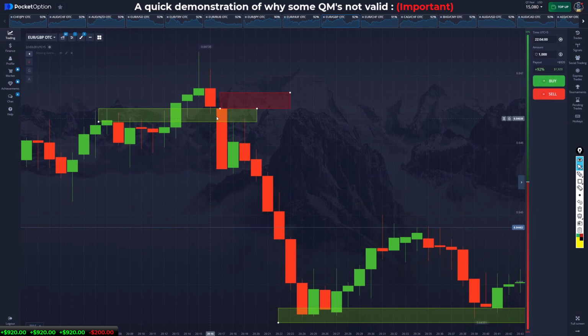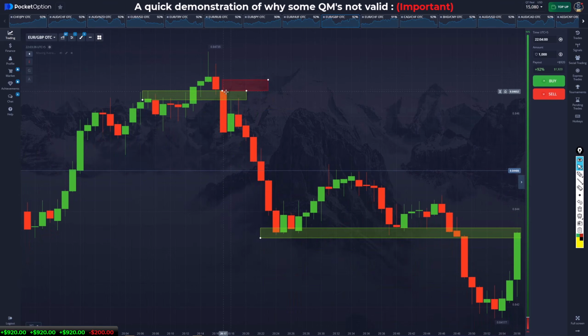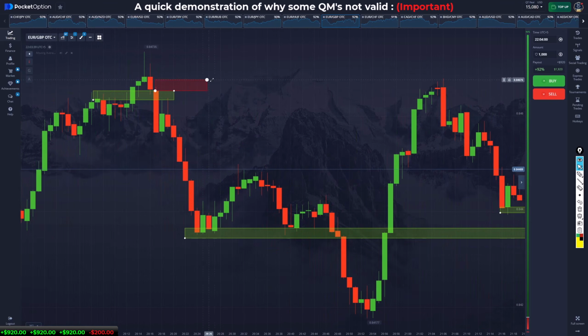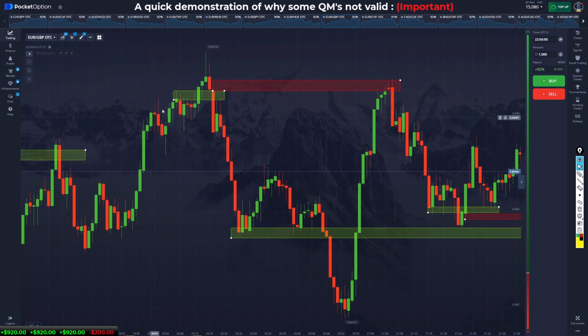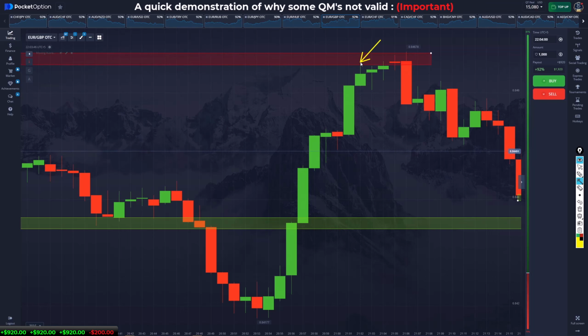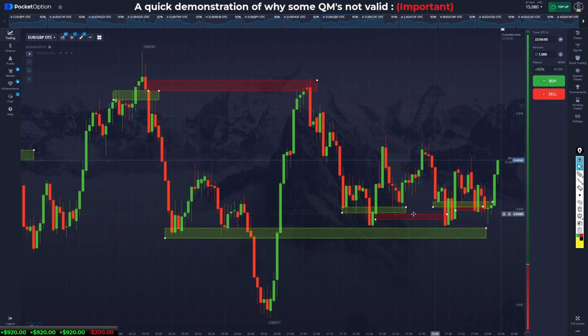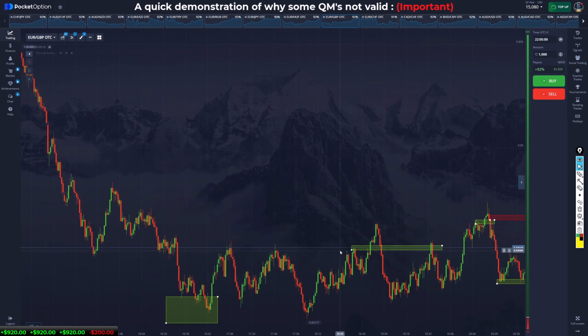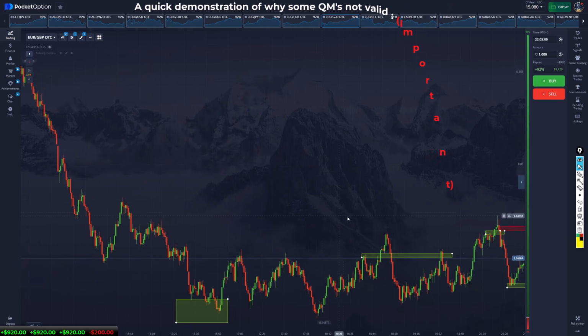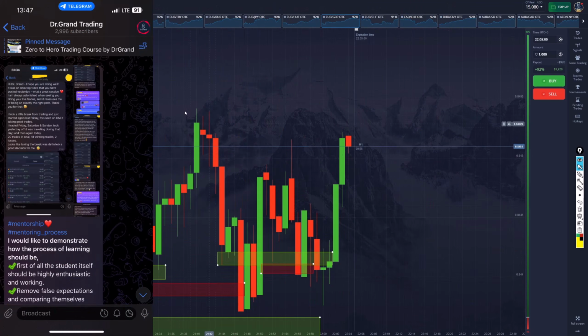Look at this. This one, it didn't really come to our entry, okay? If it was coming to the entry, it would reject. And if you were waiting for this, you would be disappointed. But the next time, see, right here, next time price came to the entry and it rejected. So if you were taking this, you would probably win this trade. But according to the rules, we shouldn't take this. So this is how market is, okay? This is how market moves. Sometimes we don't get any setup.